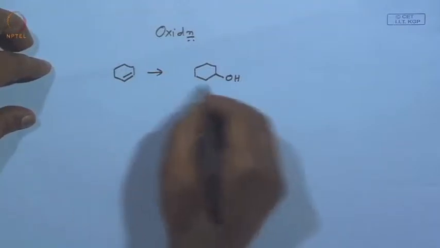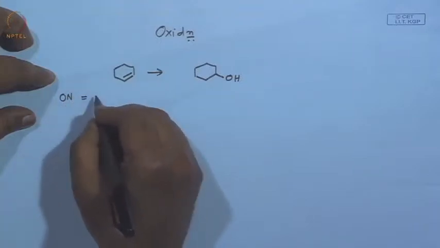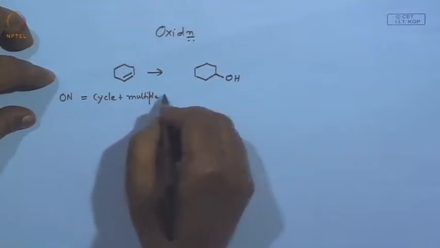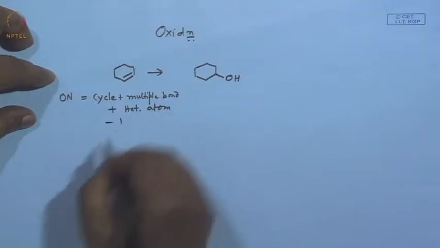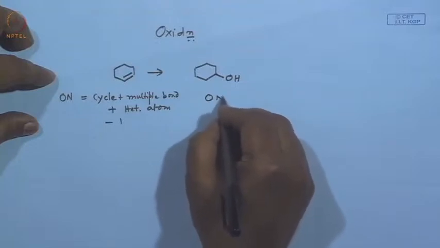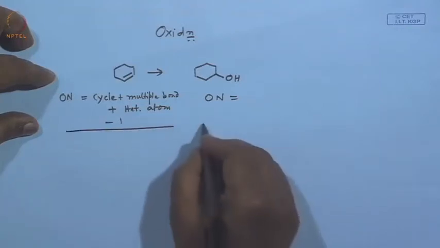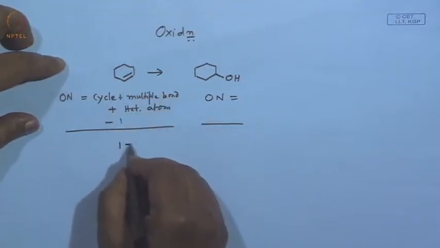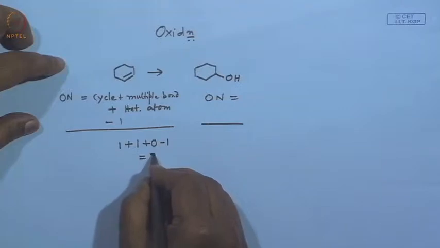Let us say we are talking about this one, and you recall that the oxidation number given to a compound is determined by the number of cycles, number of multiple bonds, and number of heteroatoms, and then minus 1. So, this is the master formula. For the left-hand starting material, the number of cycles is 1, number of multiple bonds is 1, number of heteroatoms is 0, and minus 1. So, the oxidation number of the starting material is 1.